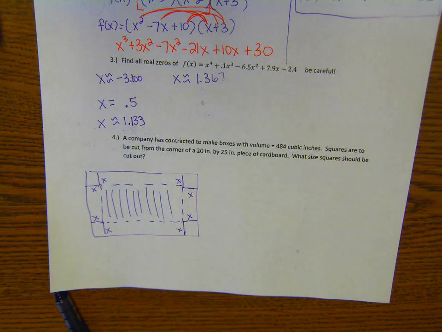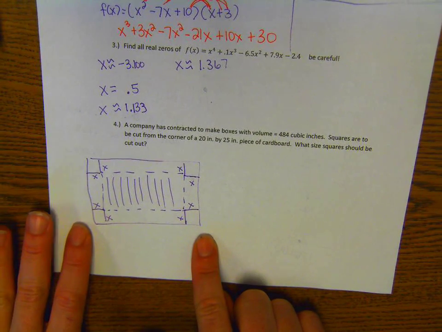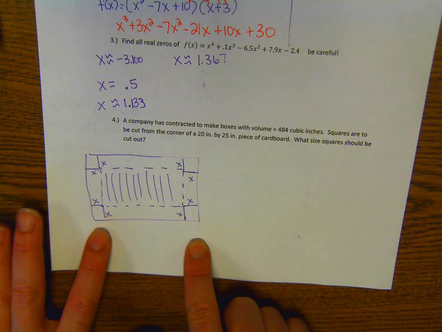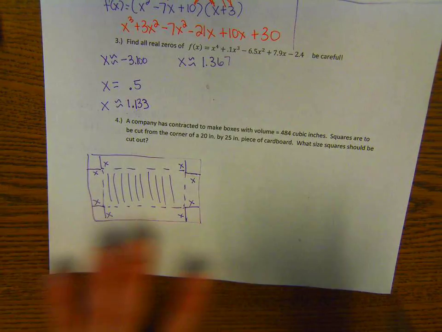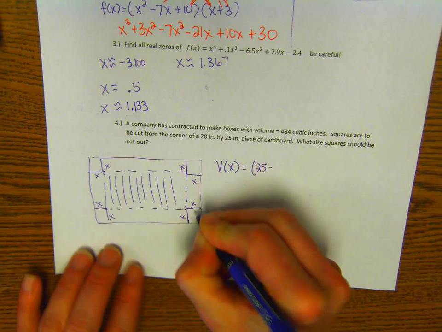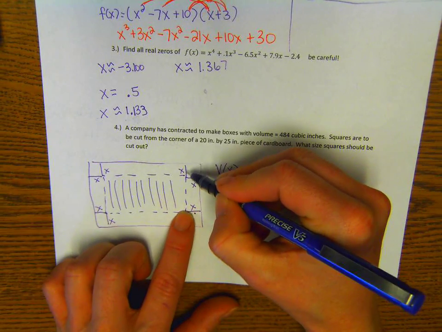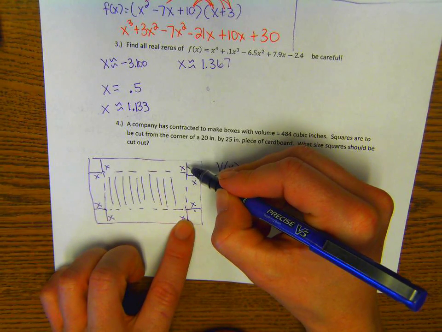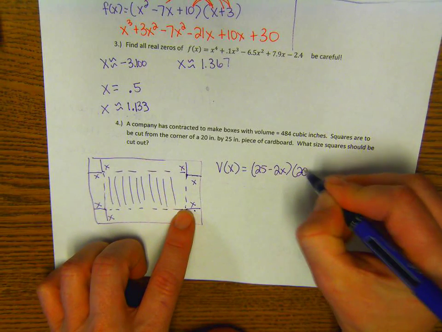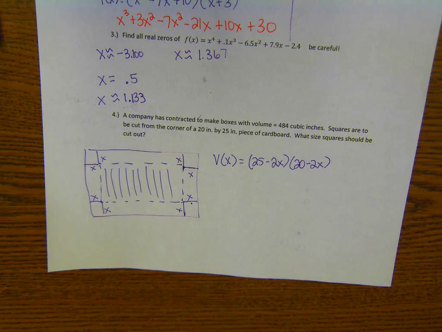However, this piece down here used to be 25, but I cut an X off each side. So what is the length of the box? 25 minus 2x, because I cut off X here and here. And this whole piece used to be 20, and now I'm cutting X off here and here, so now the width is 20 minus 2x. And this little flap becomes the height of my box. So what's the height of the box? X.